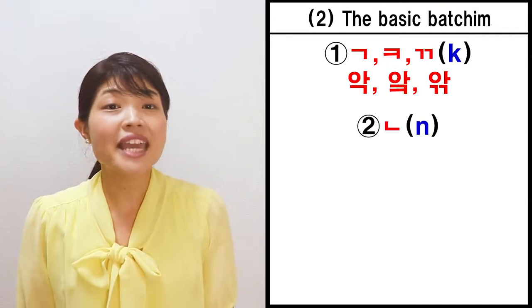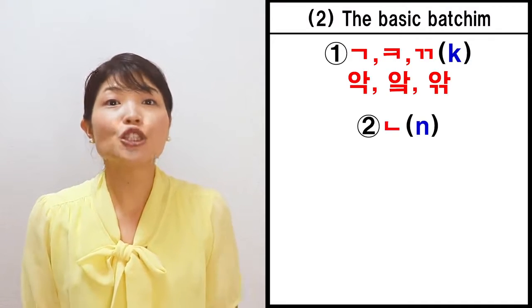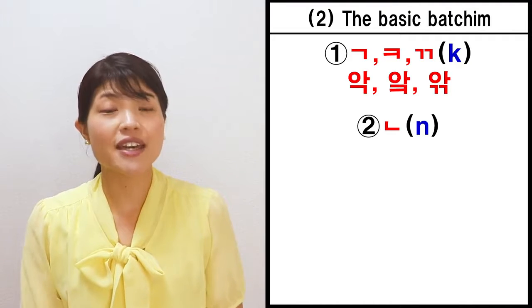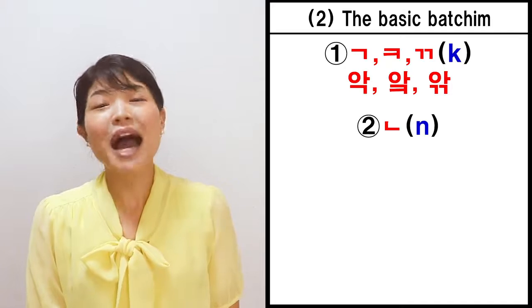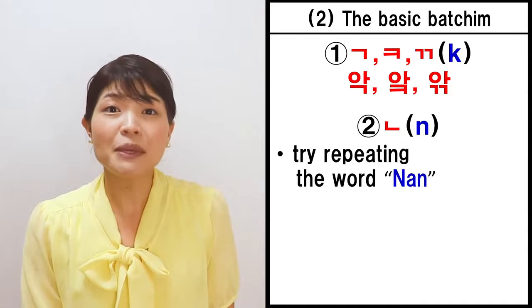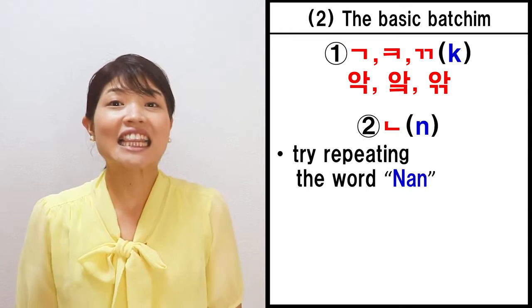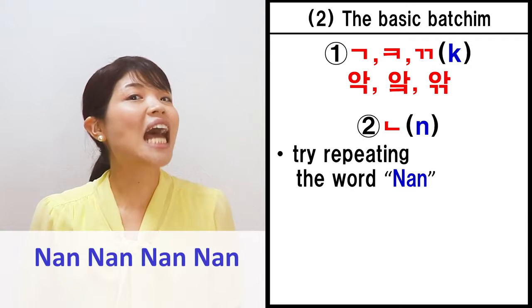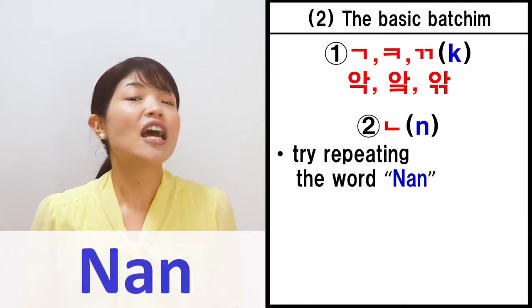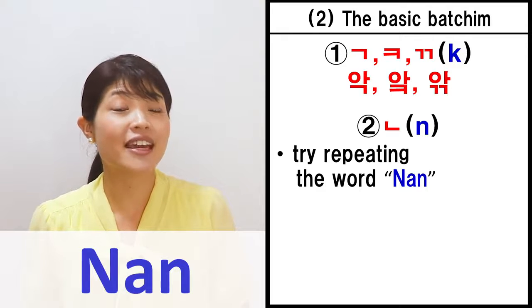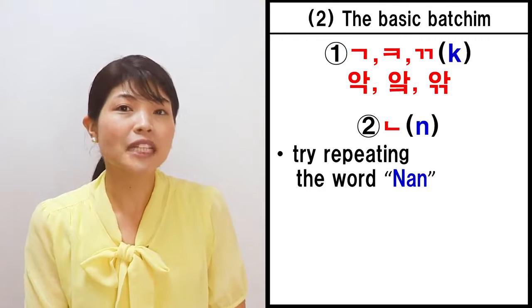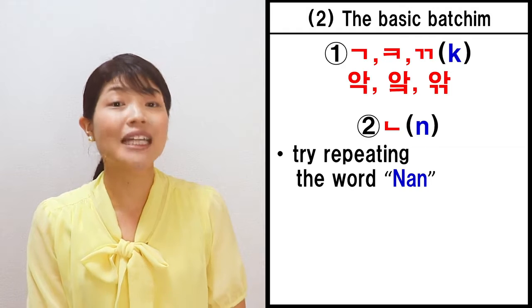Secondly, 니은 makes the N sound. Your tongue should touch the back of your upper teeth. Many people are not good at pronouncing this, but if you are having difficulty, try repeating the word 난. 난, 난, 난. You can feel your tongue repeatedly touching behind your upper teeth. This N sound is the correct pronunciation of N Batchim.